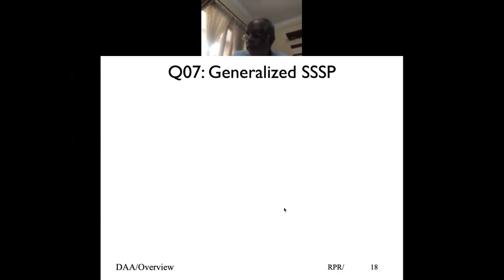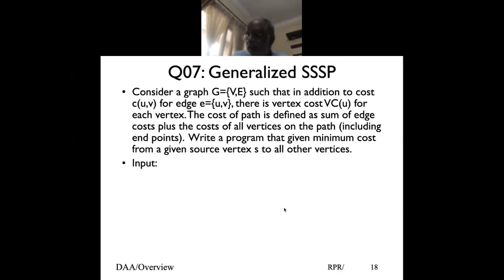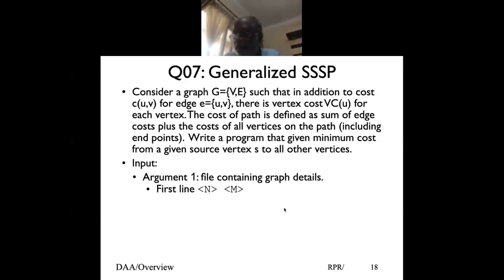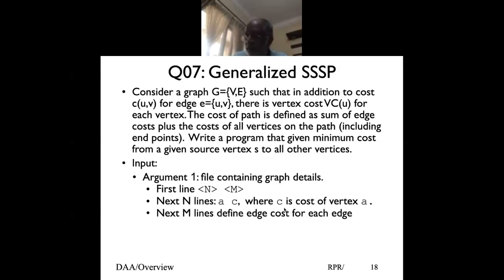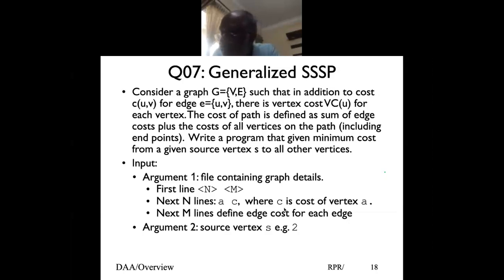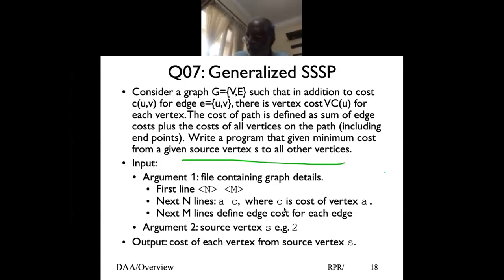So next is generalized single source shortest path. You're given a tree graph details like what we talked about in the beginning. So basically, build a shortest tree path. You have the cost. The second argument is the source vertex, and the cost of path should give the minimum cost from the given source vertex to all other vertices. That is what applying the normal Dijkstra algorithm does. That is what the question is about.